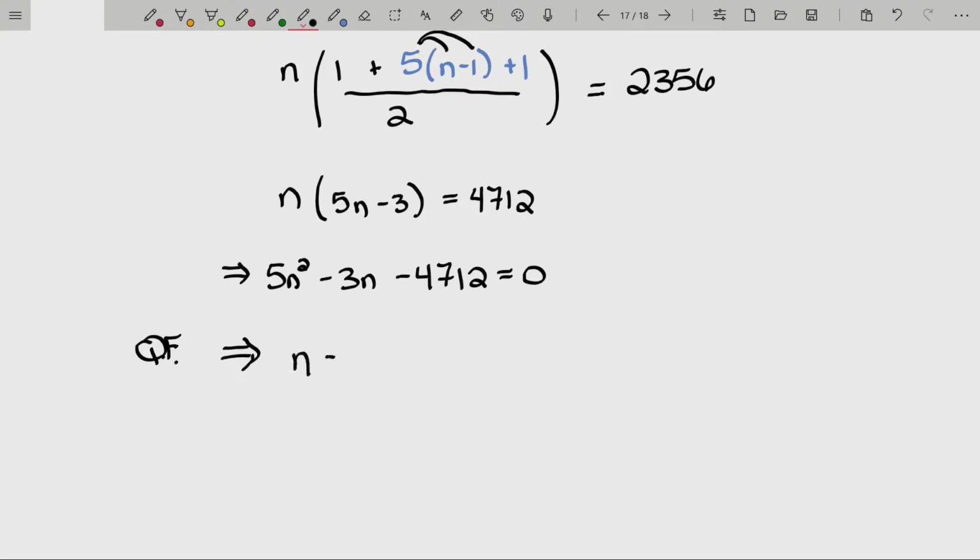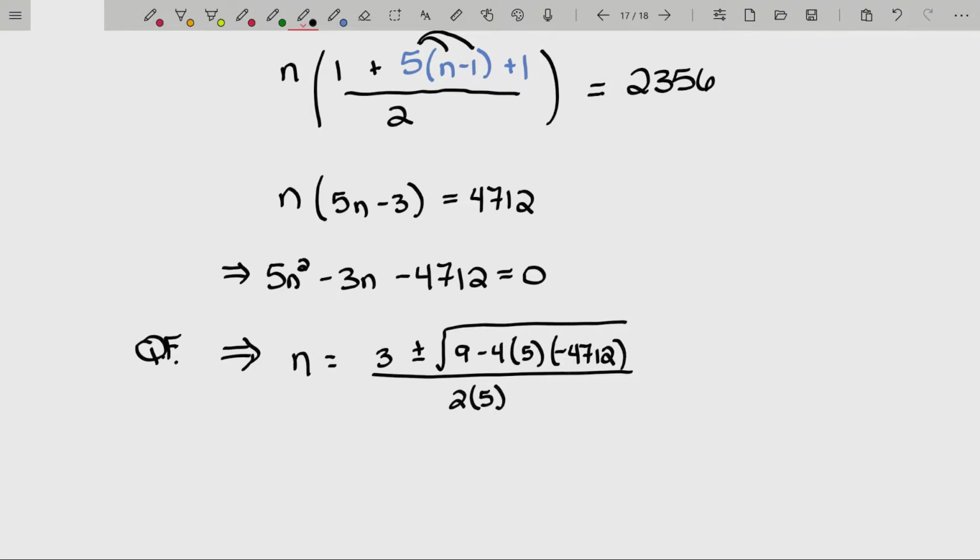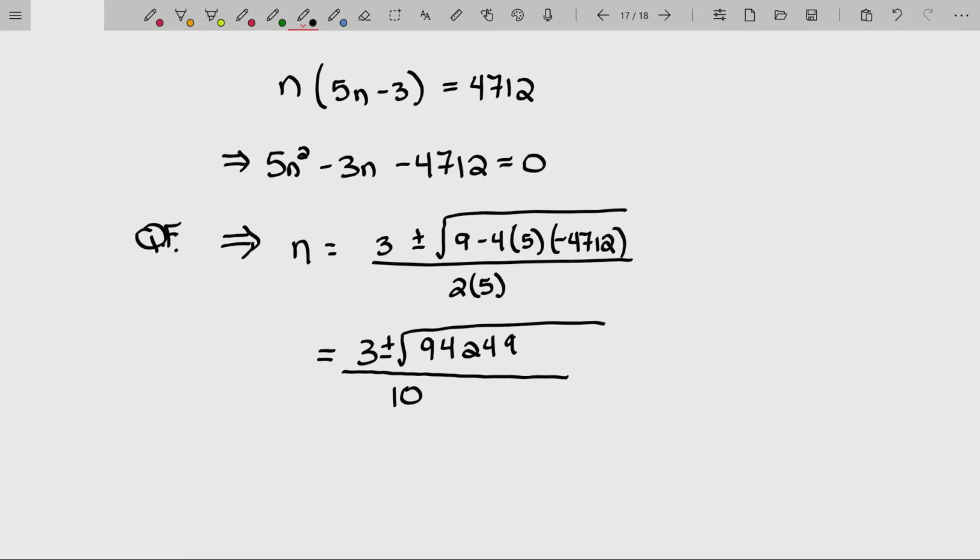n is going to be the opposite of that 3, which is 3 plus or minus the square root of 3 squared minus 4 times 5 times negative 4,712, all over 2 times 5. It's pretty messy. That's why I have a calculator right next to me. So I'm going to go ahead and quickly compute that. That's going to be 9 plus 20 times 4,712. This is equal to 3 plus or minus the square root of 94,249. Now, I know one of you knows the square root of 94,249 offhand, but I sure don't. So I'm just going to go ahead and take the square root of that answer. It's 307. So it's 3 plus or minus 307 divided by 10.